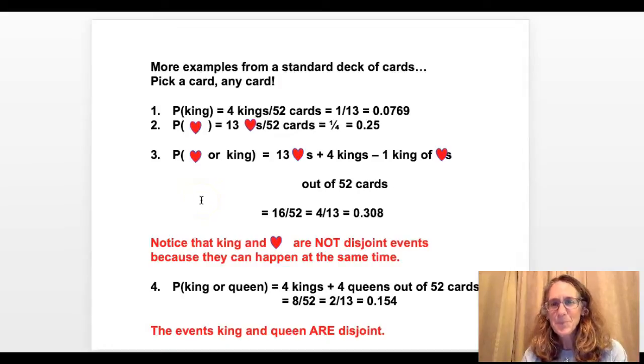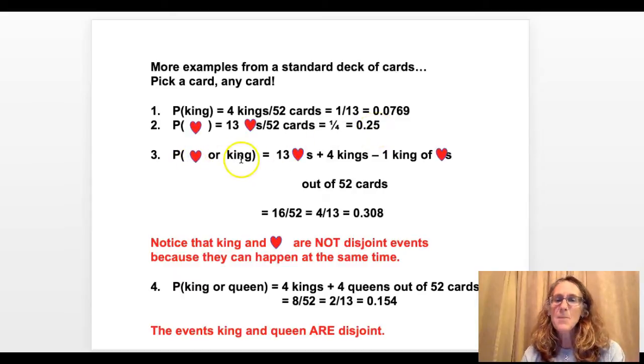Here's an example from a deck of cards. So probability of king, getting a king, when you pick a card, is the number of kings, 4 kings, out of the total number of cards. That's what we call your sample space. So 4 out of 52, which reduces to 1/13, or if you divide, you get a decimal. The probability of getting a heart when you pick a card out of a deck of cards is 13 out of 52 because there's 13 hearts out of 52 cards. That reduces to 1/4, as a decimal is 0.25.